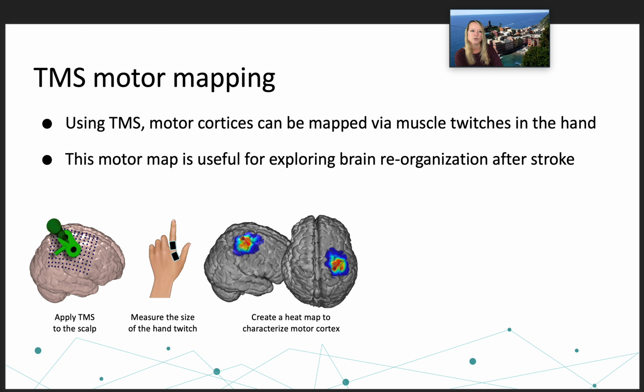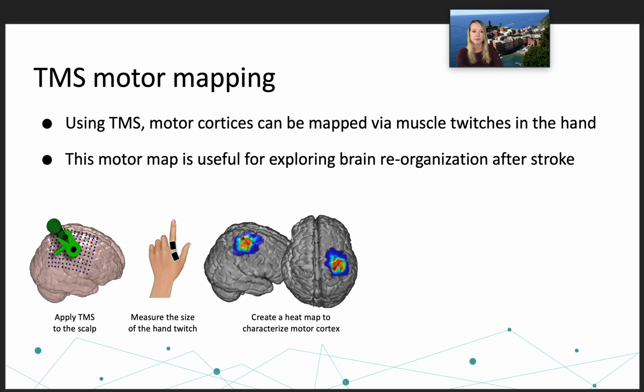Non-invasive brain stimulation tools such as transcranial magnetic stimulation, or TMS, allow us to interact with the brain. We can turn a small region of the brain on or off and measure the behavioral changes to determine the role of that brain region. TMS is a powerful tool to investigate the motor network. In the example shown here, we can apply TMS to various places on the scalp over primary motor cortex, measure the size of the resulting hand twitch, and then use MOSAICS to create a heat map to characterize motor cortex.